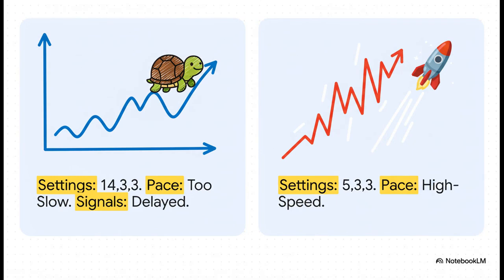And you can see the difference right here, plain as day. A standard trader might be perfectly happy with a 14:3:3 setting. It's fine for longer time frames. But for a scalper, no way. You need something way more responsive, like a 5:3:3. The pace is faster, the signals are right there when you need them. We're not just tweaking numbers here. We're fundamentally changing how the tool performs for you.